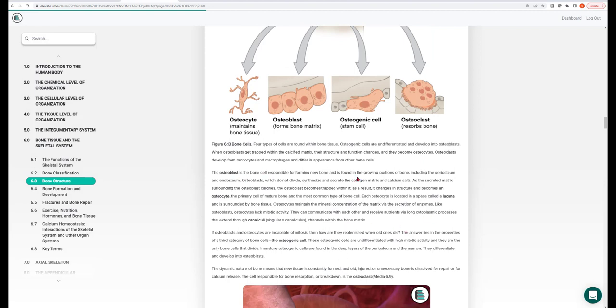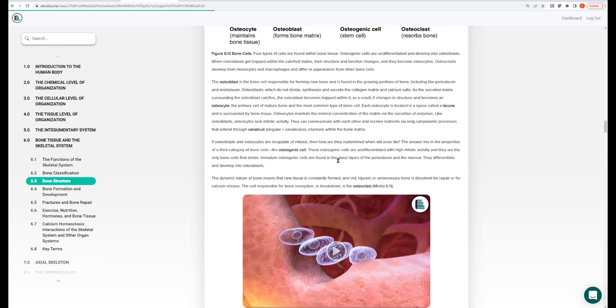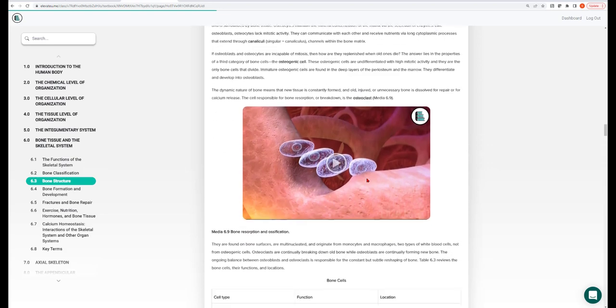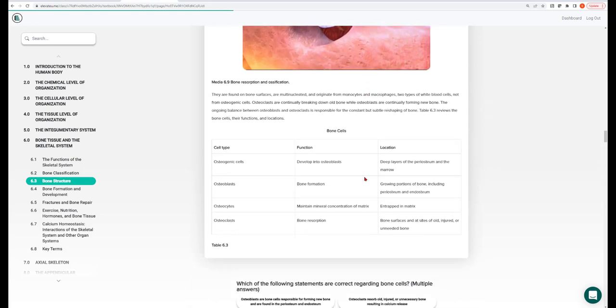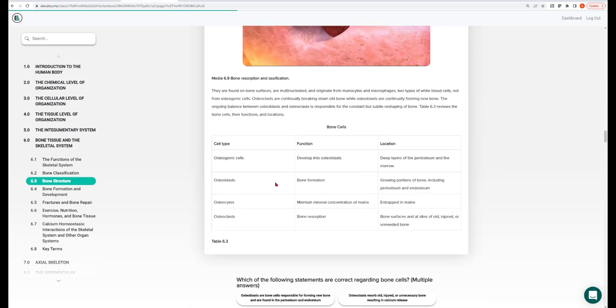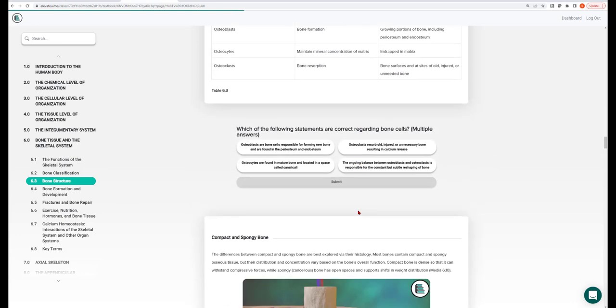Again, what's written here, read through this. This will all make good sense to you. This is a continuation of what I've described, as well as the histology that you've learned about bone. So here is the great little bone video, and then here are the four bone cells. It tells you what they're doing and where they're located. Okay, so that's a nice review table, table 6.3.